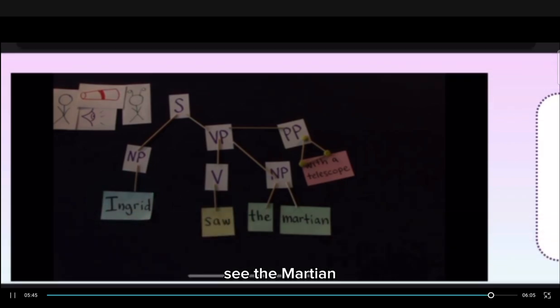And now what happens if the telescope is associated with the verb saw, with seeing? Who did Ingrid see? The Martian. And how did Ingrid see? Using the telescope. The prepositional phrase is moved up here because Ingrid is the one with the telescope. Ingrid used the telescope to see the Martian.